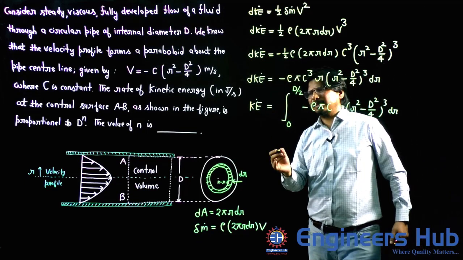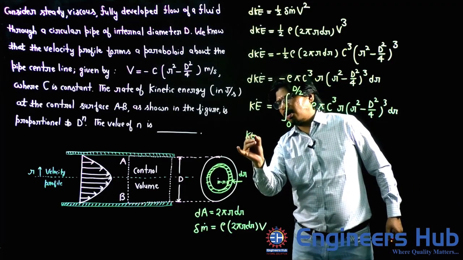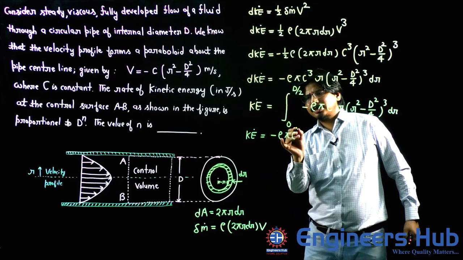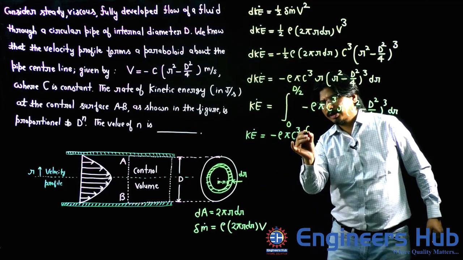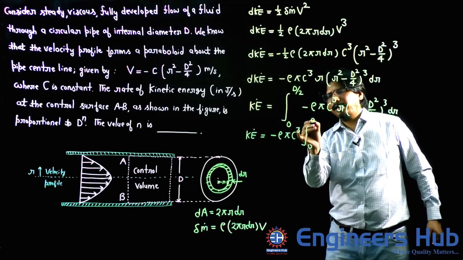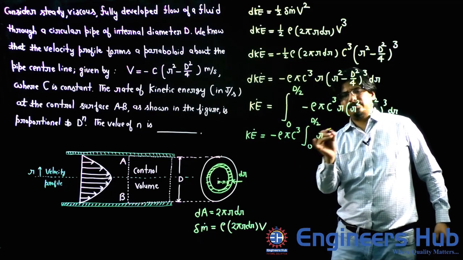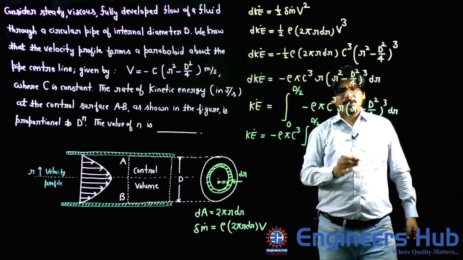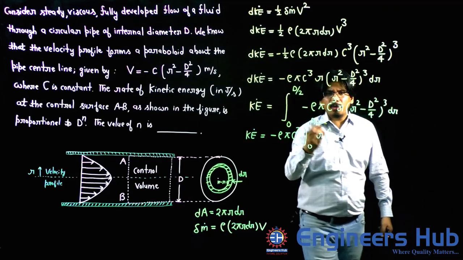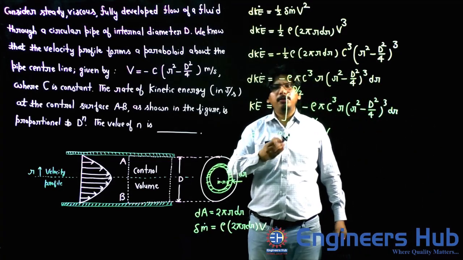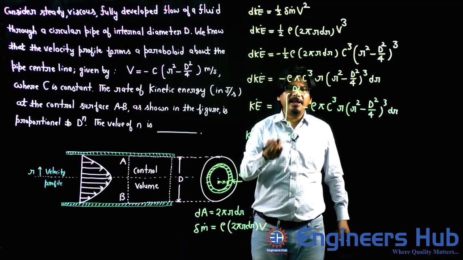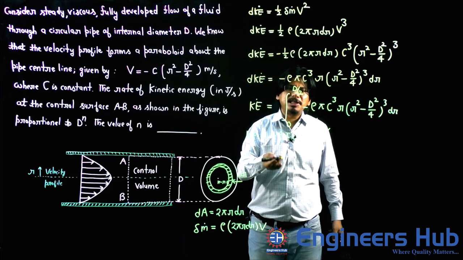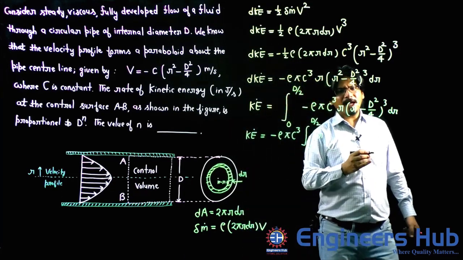My friend, these all are constant, I can take them out. So KE dot is equal to minus rho pi c cube, 0 to capital D by 2, r. My friends, let us open this whole cube formula. So (a minus b) whole cube is a cube minus b cube plus 3ab square minus 3a square b. So look at here, my friends, I am opening it for you.